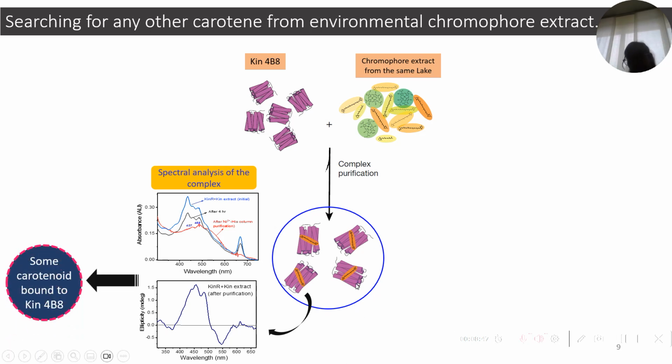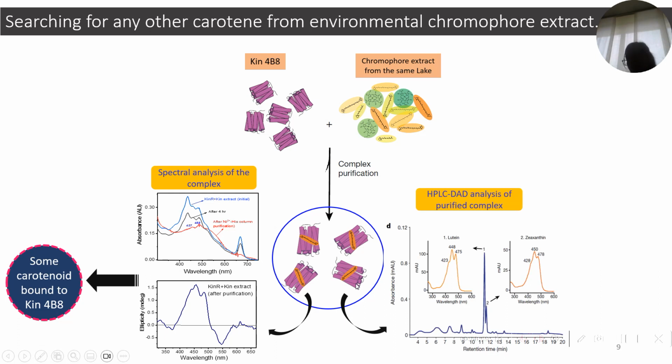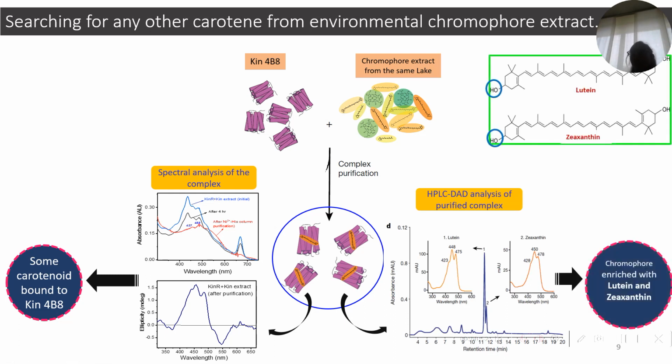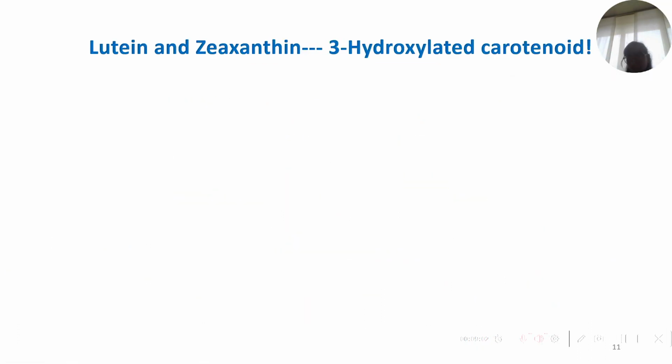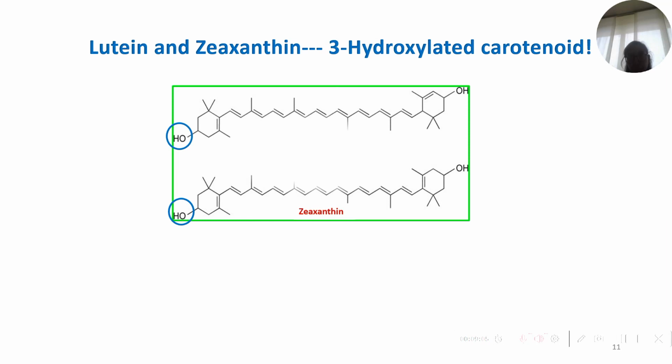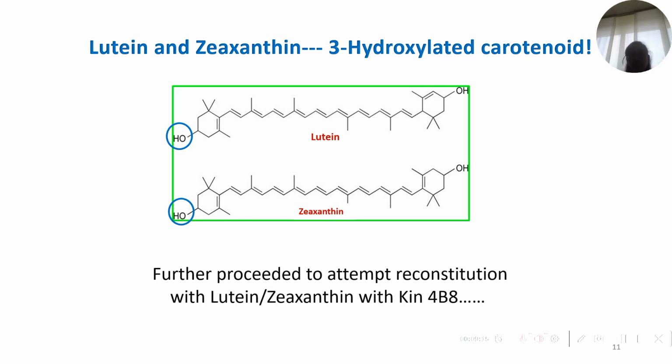And now next, with this purified complex, we moved for HPLC analysis, and this tells that actually we have there two carotenes, one is lutein and the other is zeaxanthin. But very interestingly, they are not chelated carotenes as we saw before. And against this long belief that only chelated carotenes can bind, we have here 3-hydroxylated carotene which actually binds.